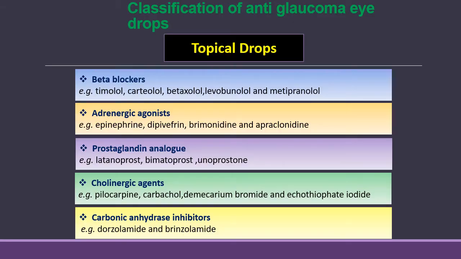So there are various classes of anti-glaucoma drugs. First we go for the topical drugs, that is in the form of drops. First category is beta blockers: timolol, carteolol, betaxolol, levobunolol and metipranolol. Then adrenergic agonists like epinephrine, dipivefrine, brimonidine, apraclonidine. Then third is prostaglandin analogs, that is latanoprost, bimatoprost, unoprostone, etc. Then cholinergic agents like pilocarpine, carbachol. Then last is carbonic anhydrase inhibitors, that is dorzolamide and brinzolamide.